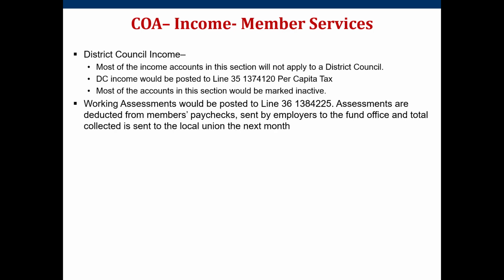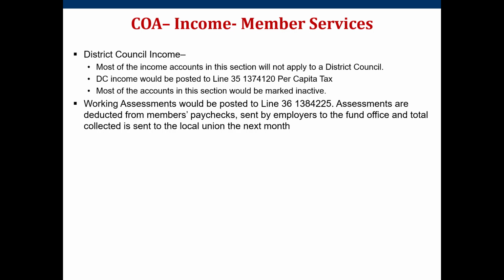Working assessments are the primary income source for a local union. Typically, working assessments are deducted from an employee's salary check. Each month, the employer sends the total amount deducted from the salary for all employees to the fund office. On a monthly basis, the fund office will send the total amount for working assessments to the local union. Working assessment income is posted to account 1384225 on line 36.